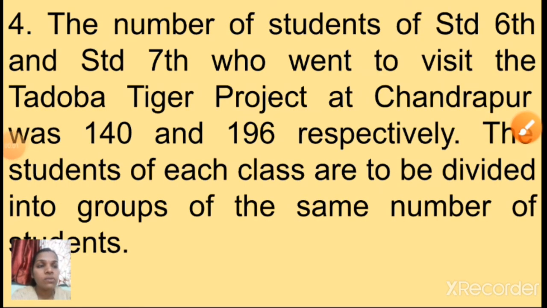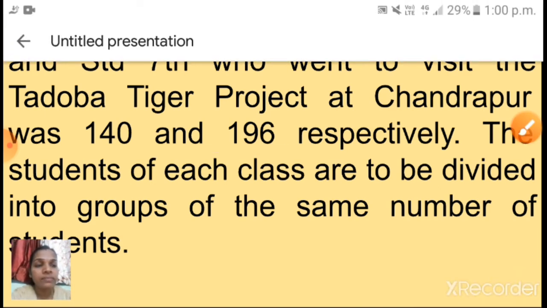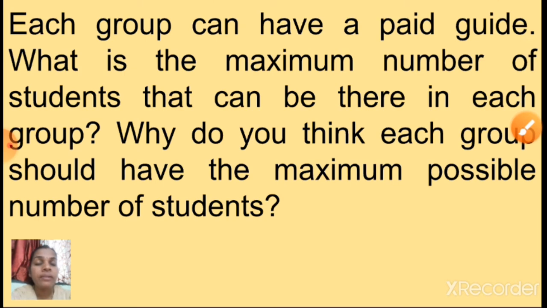Children, see here, what problem is next, that is the fourth one. The number of students of standard 6 and standard 7 who went to visit the Tadoba Tiger project at Chandrapur was 140 and 196 respectively. So from standard 6, how many children? 140. From standard 7, 196. The students of each class are to be divided into groups of the same number of students. Understood now? And the same question continues here: each group can have a paid guide.